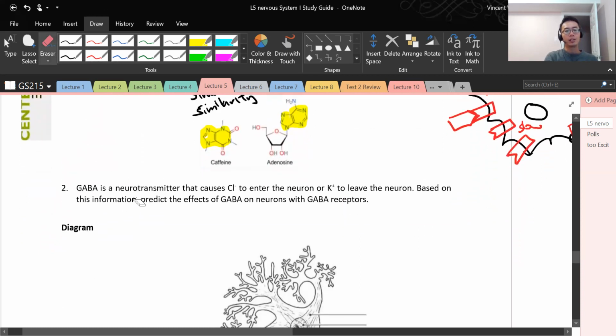GABA. GABA is a neurotransmitter that causes chloride, Cl negative, to enter the neurons, or potassium to leave the neuron. Based on this information, predict the effects of GABA on neurons.